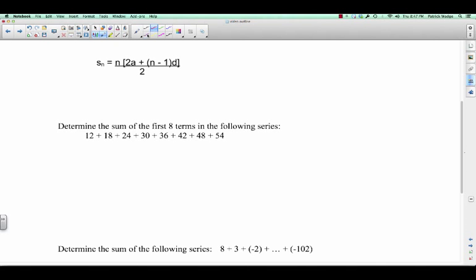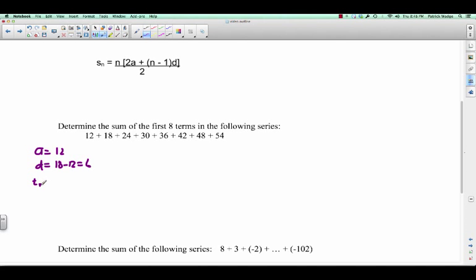Why don't we write down what we know in this case? Do we know a, the first term? Sure, the first term's 12. Do we know d, what the difference is? Yes, we do. Remember, if you don't know how to get d, take any two consecutive terms and subtract the previous one from the latter one. So 18 minus 12 equals 6. Or 24 take away 18 is 6. 30 take away 24 is 6. So there you go with that.